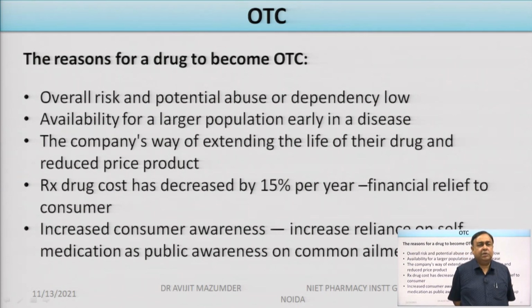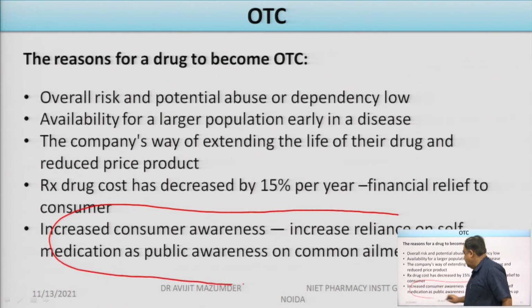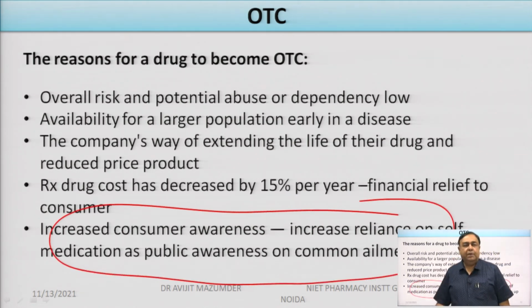Next, the cost of the Rx or prescription drug has been reduced by 15%, a little bit of financial relief to the consumers. There is also increased consumer awareness and increased reliance on self medication as public awareness of common ailments goes up. This was the main objective for making some drugs OTC.